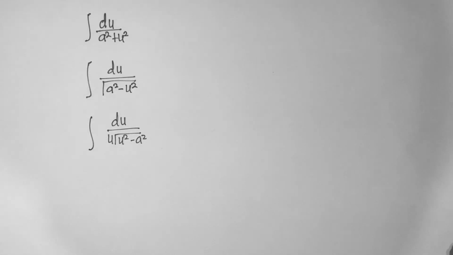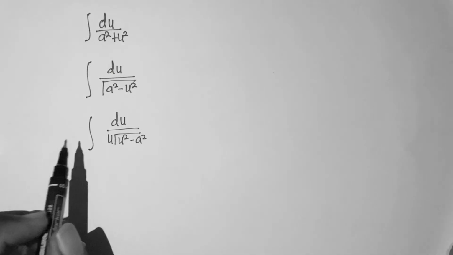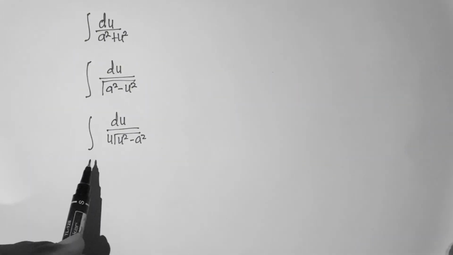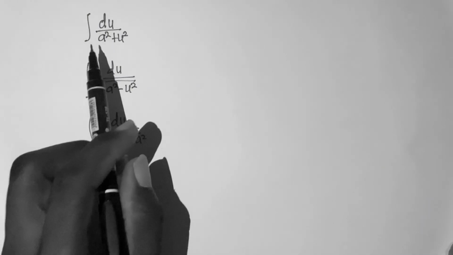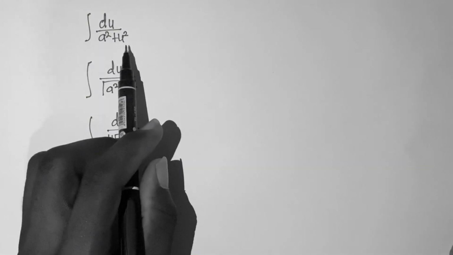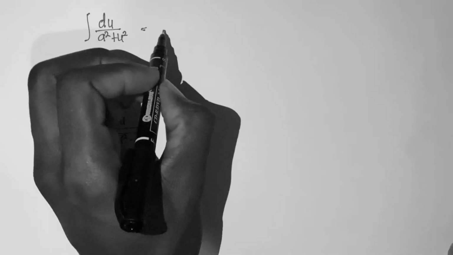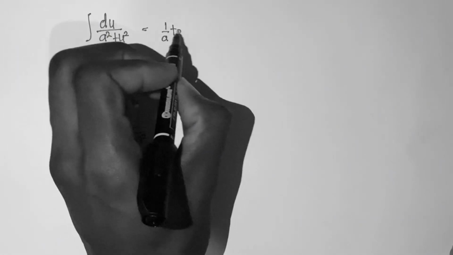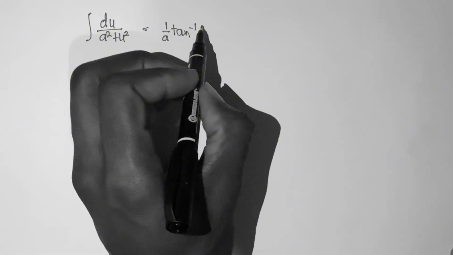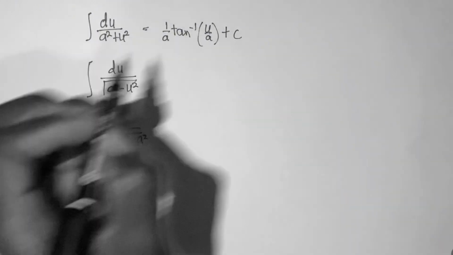In this video, we are going to talk about how to integrate rational functions by the method of completion of squares. So, the general problems that we'll be talking about come in this form. That is, the integral of du over a squared plus u squared, and this integral is equal to 1 over a tan inverse of u over a plus c.